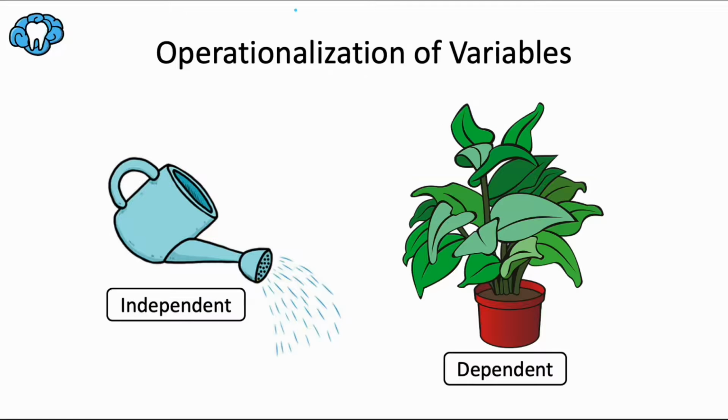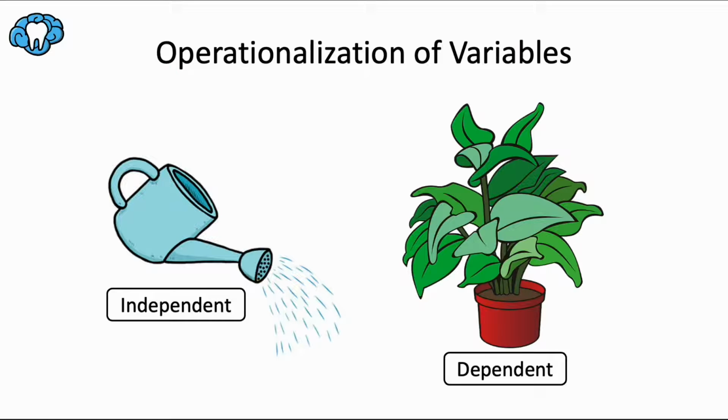Next, we have to talk about operationalization. Try saying that 3 times fast, by the way. Operationalization of variables refers to the process of defining variables in a way that allows for their accurate measurement. So let's introduce some definitions and categories of variables.